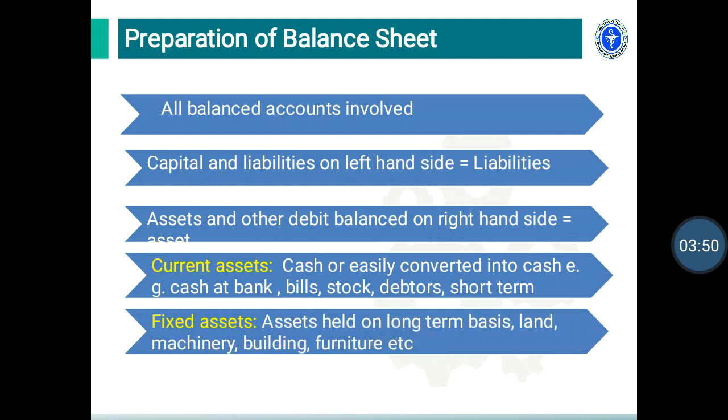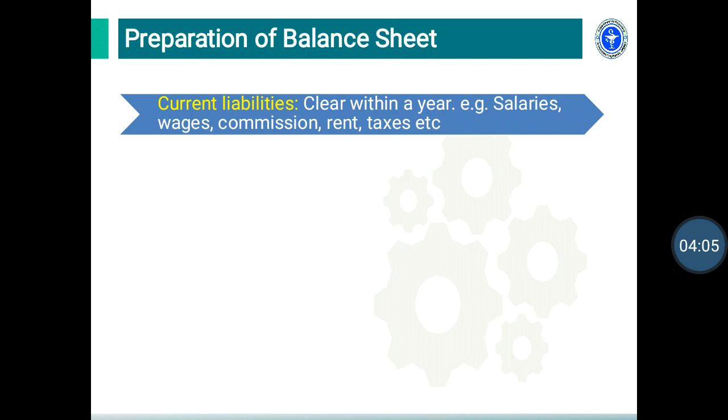The second point is fixed assets. Assets held on a long-term basis in a business, such as land, machinery, building and furniture, are all called fixed assets. Next important point, current liabilities. Liabilities expected to be cleared within a year are called current liabilities. These are usually paid out of current assets. Examples of current liabilities are salaries, wages, commission, bank overdraft, rent and taxes.